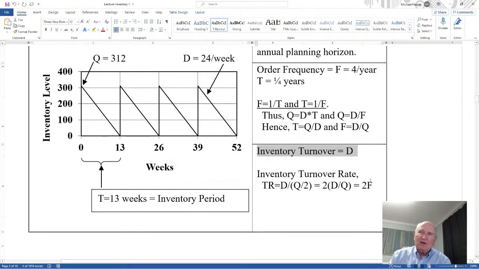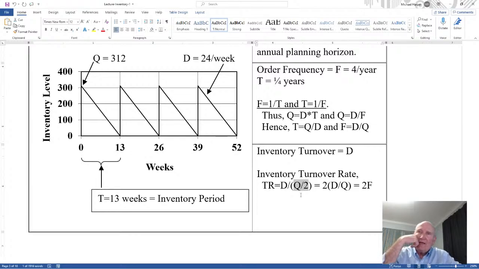Closely related to turnover is something called the turnover rate. Okay, and that's where you take your turnover and then you divide by Q over 2. And now Q over 2, if within the first quarter, I start with Q and I end with 0, well, Q plus 0 divided by 2 is Q over 2. That's my average inventory. And so Q over 2 represents my average inventory throughout this year or a quarter. So for the planning horizon of 1 year, Q over 2 represents my average inventory.